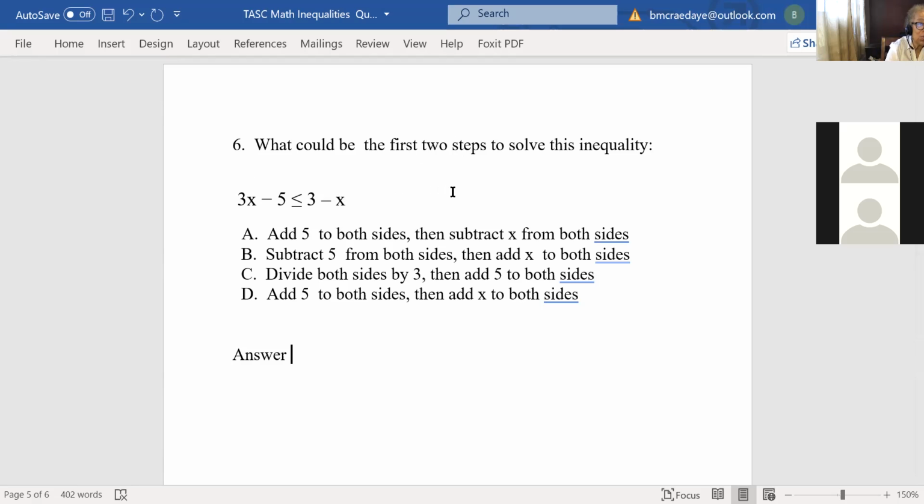Which two can you eliminate, Vanessa? B and C. That's it, because B says subtract, C says divide. These are subtractions: 3x minus 5, 3 minus x. So the opposite is addition. So now you're between A and D. Which one would you say, Vanessa? Let's see. Add 5 to both sides, then add x to both sides. A: add 5 to both sides and subtract x from both.